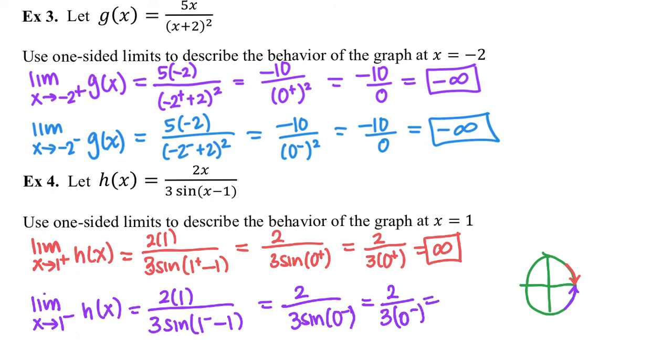So the behavior of the graph is it's going to go down on the left side of x equals 1. If you want to graph this, you could always graph it in Desmos and then make sure that the behavior on the right side goes up, and the behavior on the left side of the asymptote goes down.